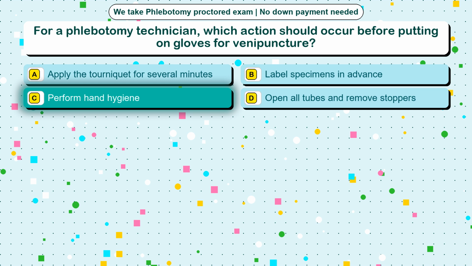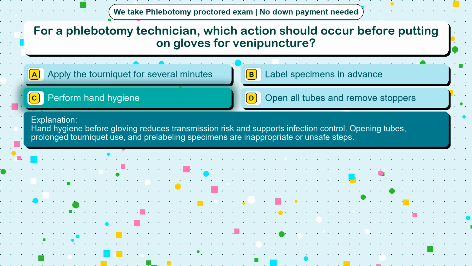Perform hand hygiene. Hand hygiene before gloving reduces transmission risk and supports infection control. Opening tubes, prolonged tourniquet use, and prelabeling specimens are inappropriate or unsafe steps.